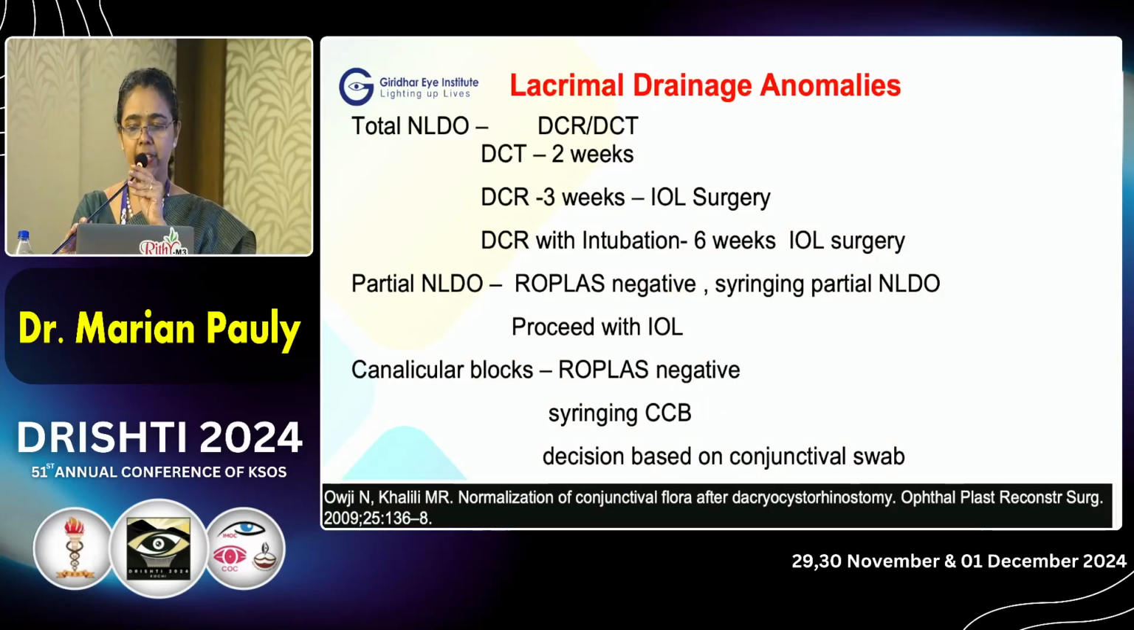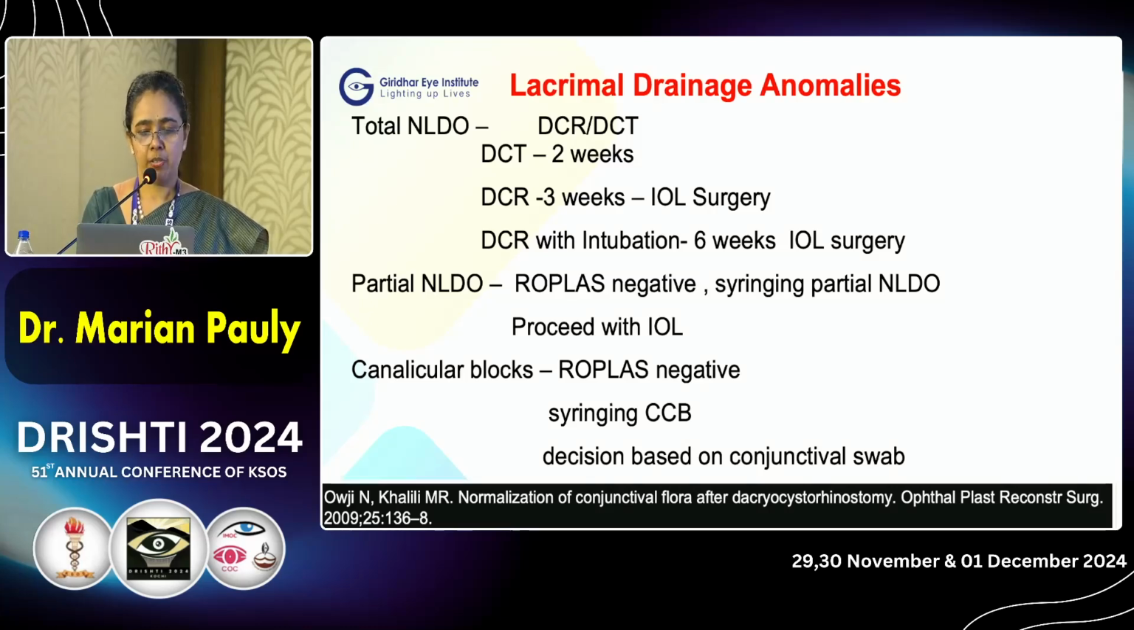So coming to lacrimal drainage anomalies. Total NLDO, no doubt, you have to do DCR or DCT. After DCT, wait for two weeks. DCR without intubation, wait for 3 weeks and then do IOL. DCR with intubation, wait for 6 weeks. This is for the stabilization of the bacterial flora of the conjunctival fornix.